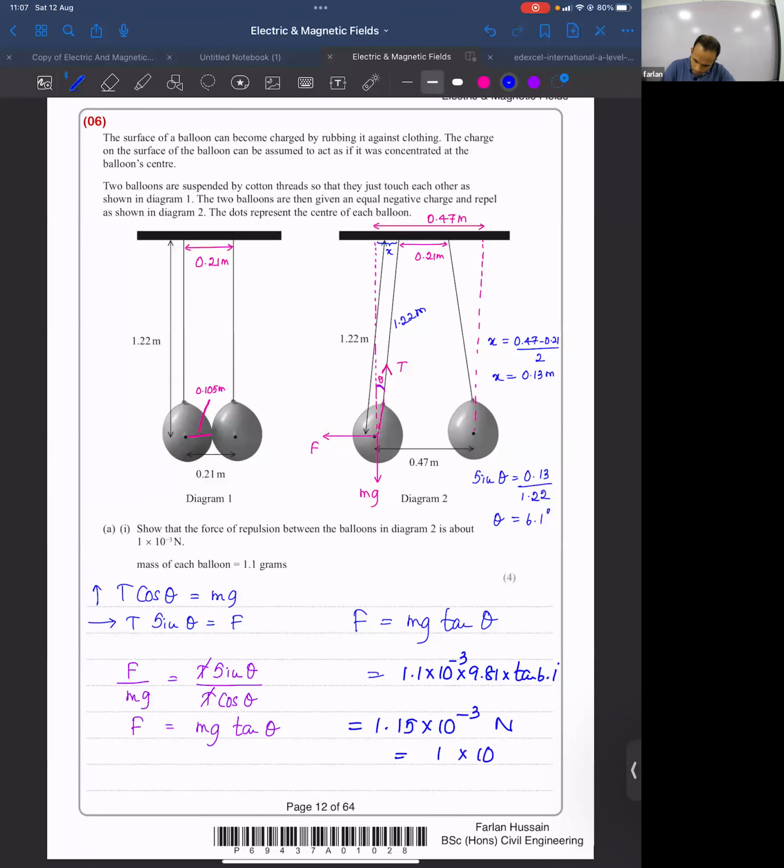1 into 10 to the power minus 3. They have anyway told us to show that the force of repulsion between the balloons in the diagram is about 1 into 10 to the power minus 3. They haven't told the exact value. So my value is 1.15 into 10 to the power minus 3 newtons. Done.